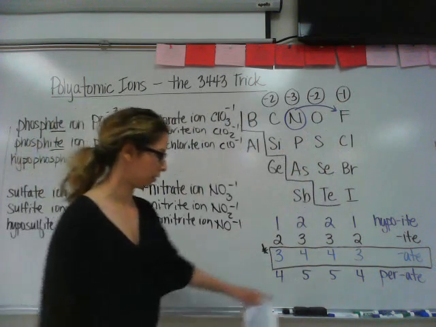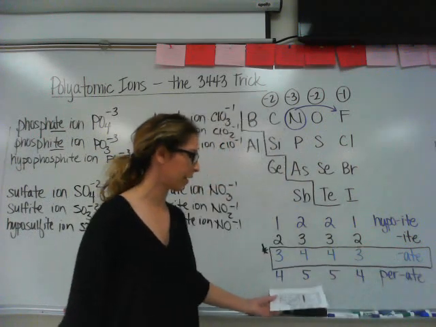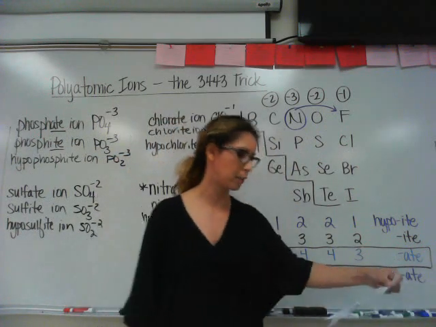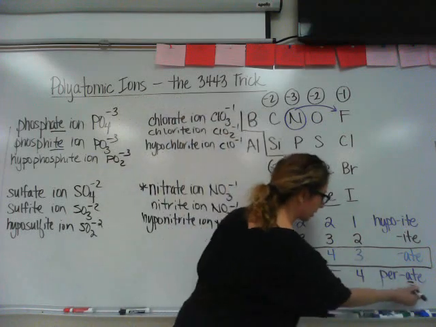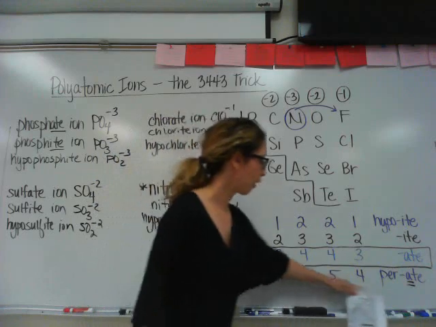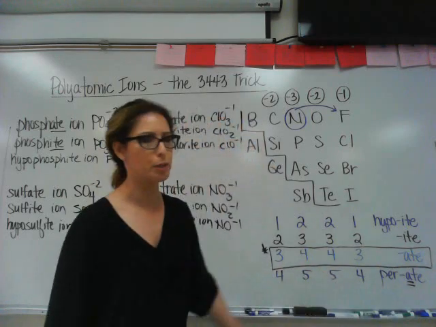Okay, last one. Let's go beneath the -ate row and look at the per-ate. So there's a little typo on your periodic table. It says per-ite. Make sure you correct it to per-ate. Okay? 4, 5, 5, 4 is the per-ate row. So per is going to be the prefix, -ate will be the ending.